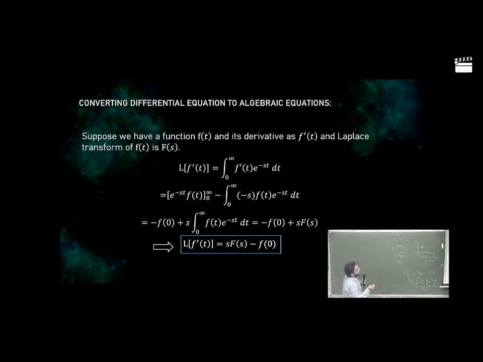Now suppose we have a function f(t) whose derivative exists and is given as f dash t. So by the traditional way, it will become the integral of f dash t into e to the power minus st dt. This is right.